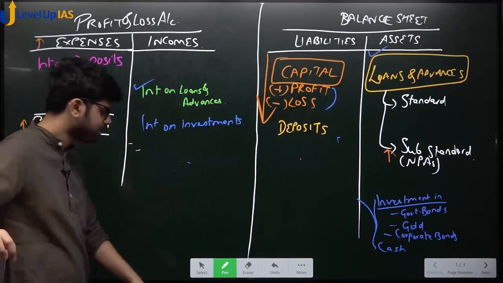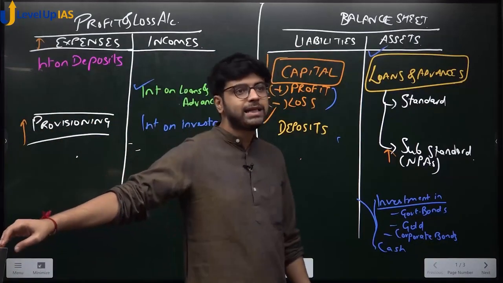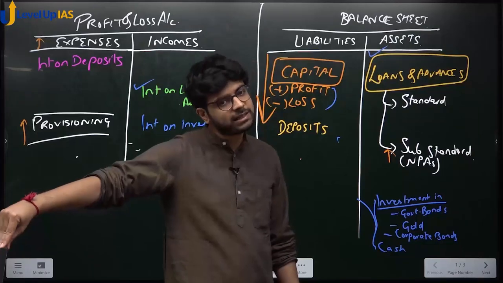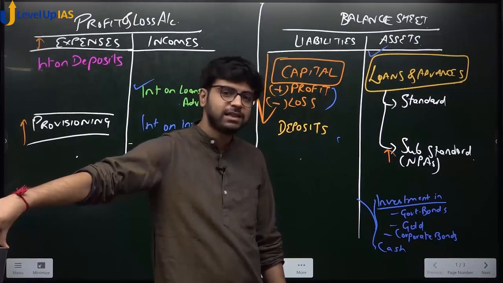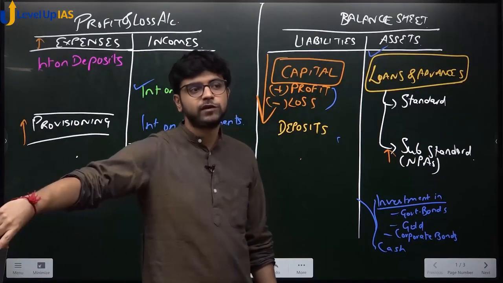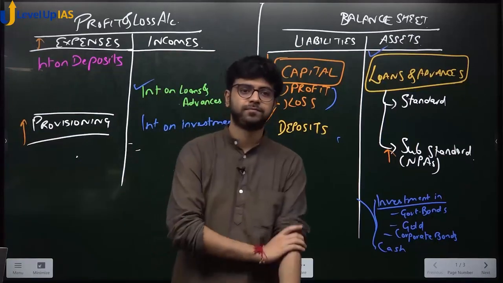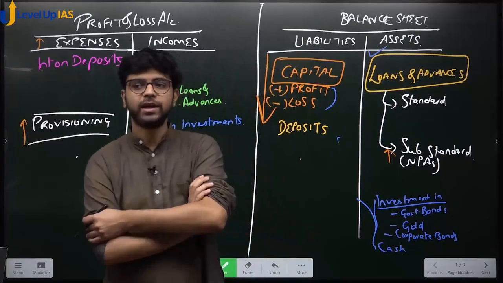Actually, one small thing. I left this space for a reason. I told you 90 days tak, 90 days ke baad it is classified as a substandard asset, it is classified as an NPA. Samjha? What about 0 to 90 days? Which means he has defaulted, but 90 days nahi hua hai. What about that? What do you think karna chahiye usko?